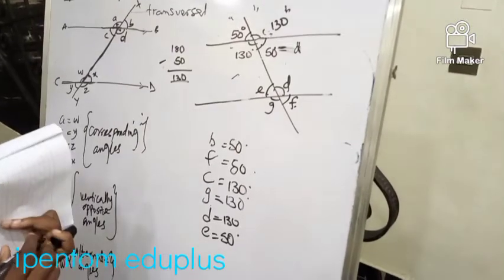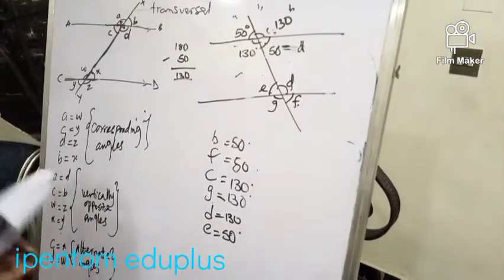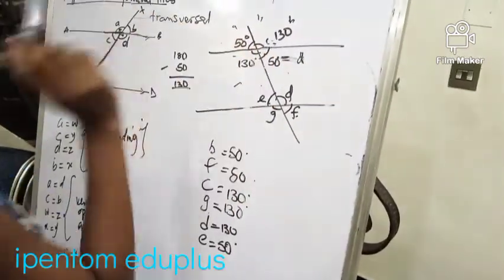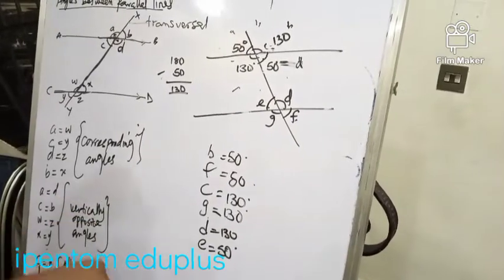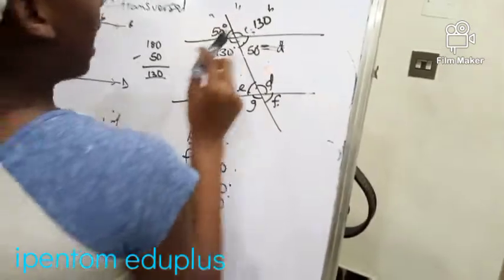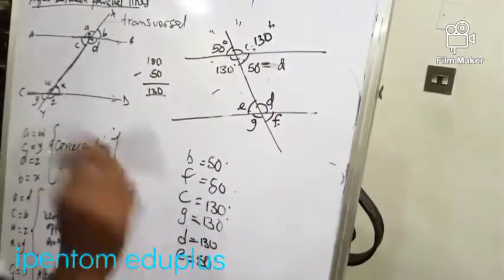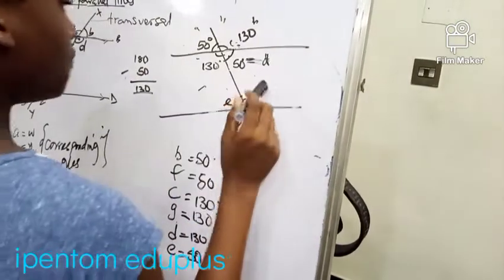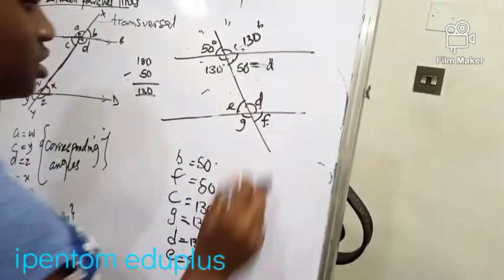Okay. Why is F equal to 50? Because these two are alternate angles, I mean, vertically opposite angles. While D and F are corresponding angles. So if this is 50, obviously this is 50, because it's the same angle as this.